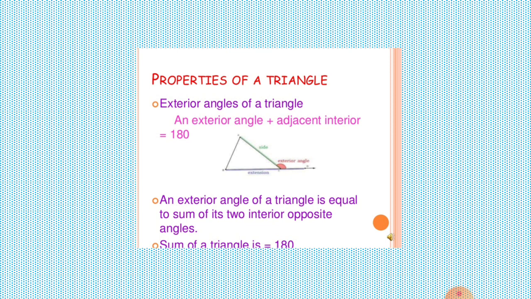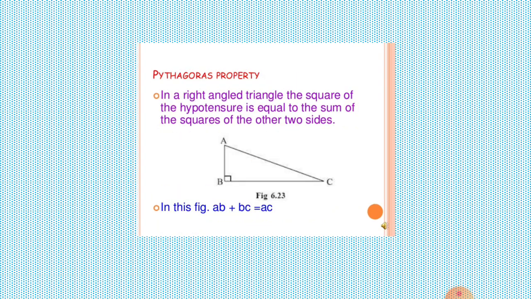An exterior angle plus the adjacent interior angle, that is called the exterior angle of a triangle. The outer side of the region is called the exterior angle. Okay. So these are adjacent angles, and an exterior angle of a triangle is equal to the sum of its two interior opposite angles. The sum of the angles of a triangle is 180 degrees. Do you understand?